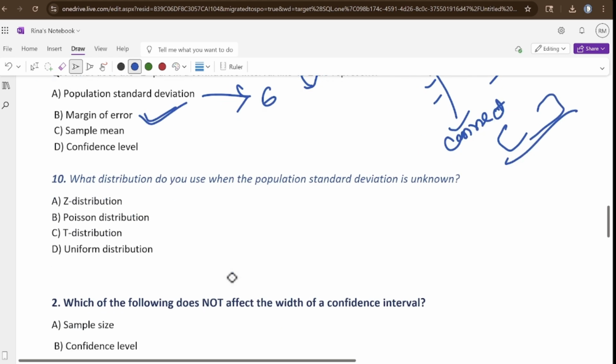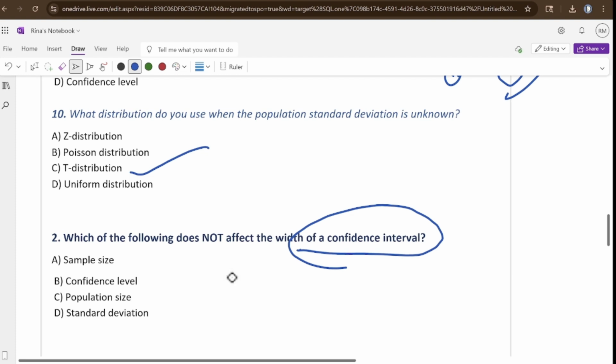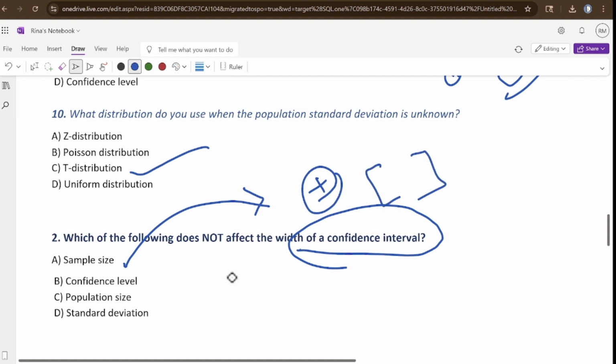What distribution do you use when the population standard deviation is unknown? T distribution, right? Which of the following does not affect the width of the confidence interval? Sample size, confidence level, population size, standard deviation. See, sample size affects it, because if you increase sample size, your range will be reduced, lower range. So, confidence level, population size, exactly. Population size doesn't matter with confidence interval.